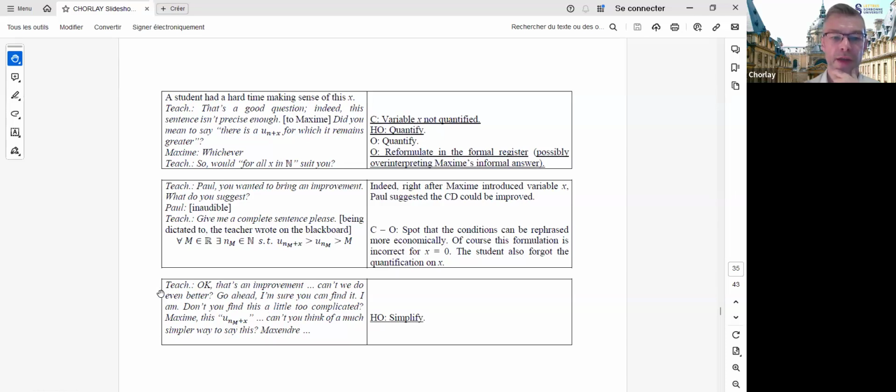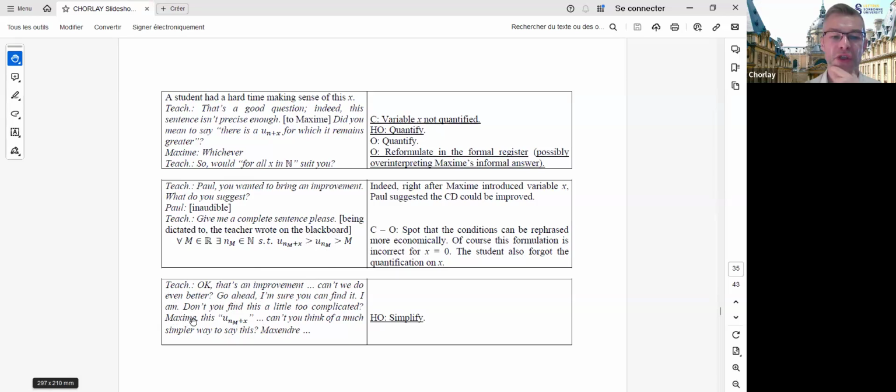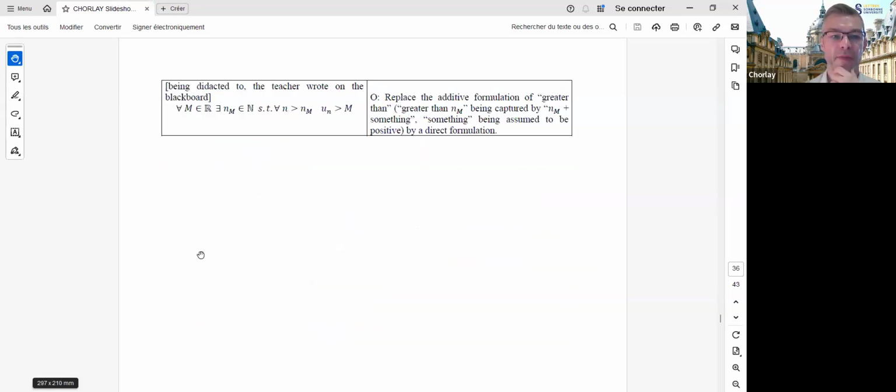So the teacher, okay, that's an improvement. Of course, you don't need this one, but at least it's great. We can do it better. Go ahead. I'm sure you can find it. Don't you find it a little too complicated? This un plus x, can you think of a much simpler way to say this? And that year, the students suggested that final formulation, which of course is the textbook formulation. One of them.